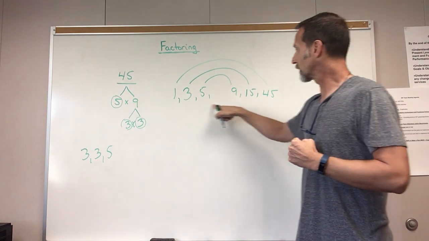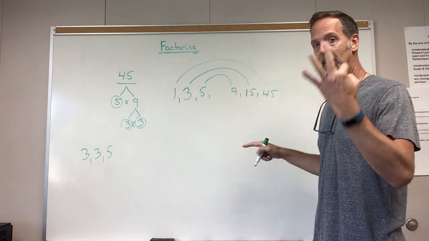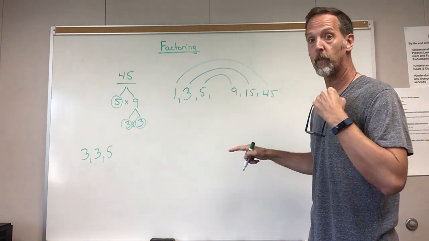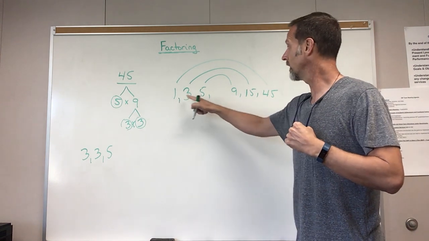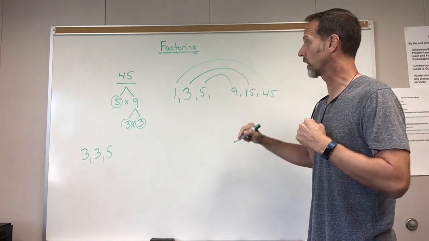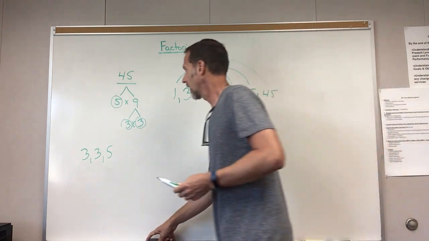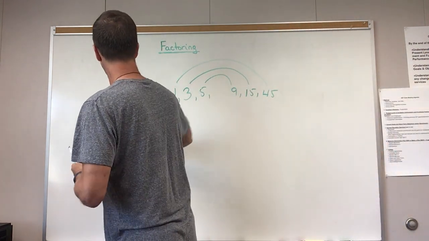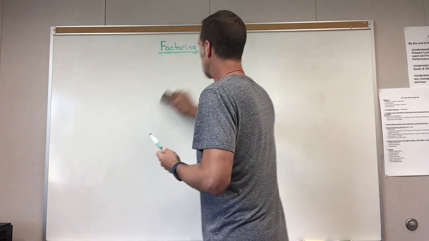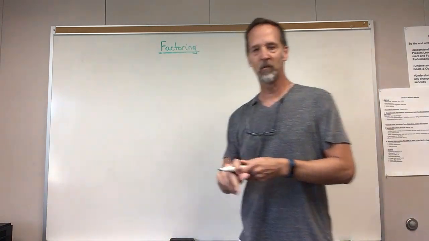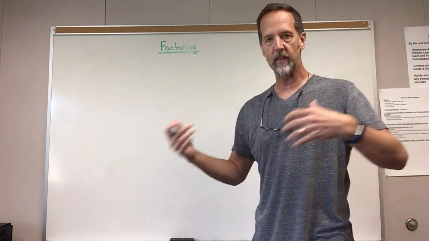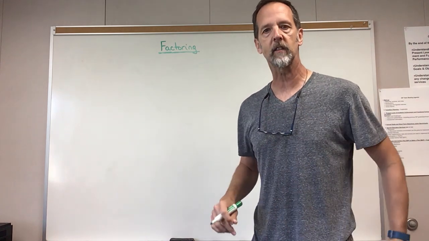How many factors does 45 have? It has 6. 3 pairs. It has 6. 1, 3, 5, 9, 15, and 45 are all factors of 45. Okay? Let's do one more, because you can always rewind and watch it again. And then you can click on the link and practice it on your own.